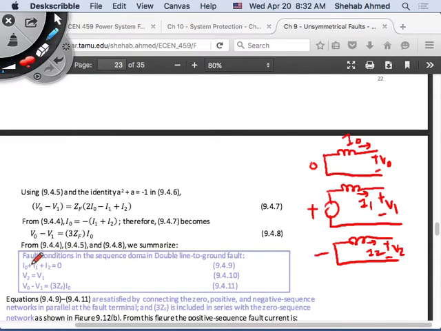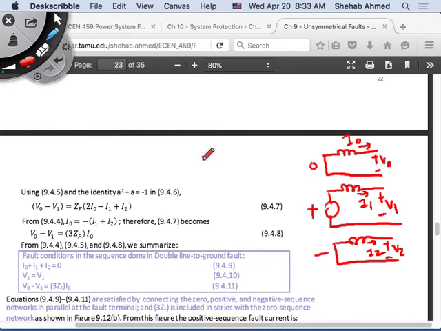So if I0 plus I1 plus I2 are equal to 0, does this ring any bell from your circuit analysis? They are balanced. What else? From circuit analysis, what else can you deduce?